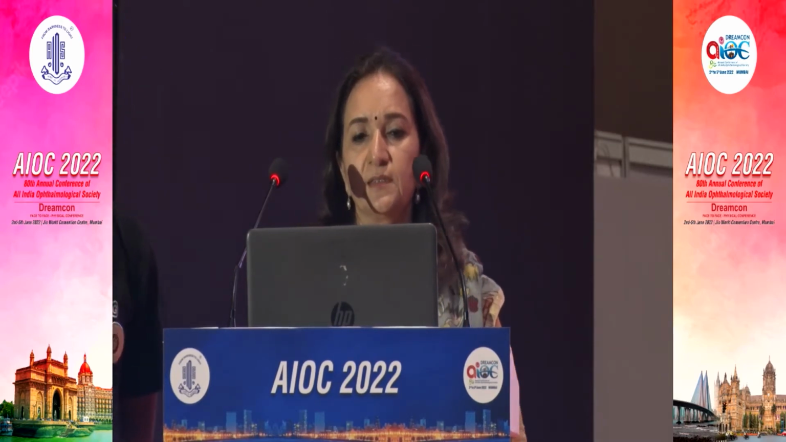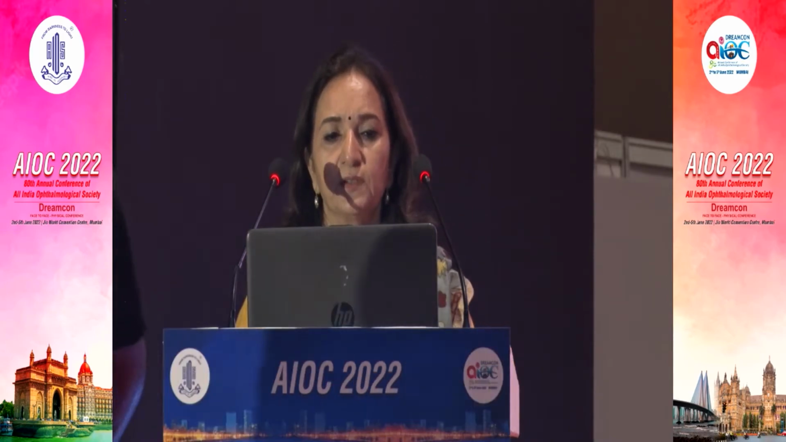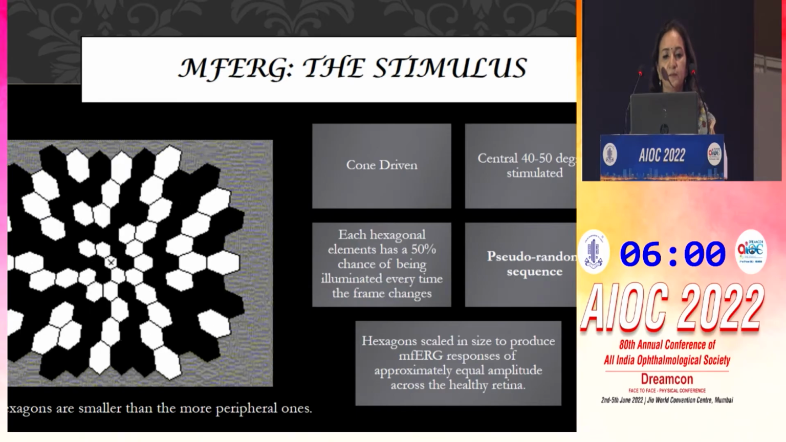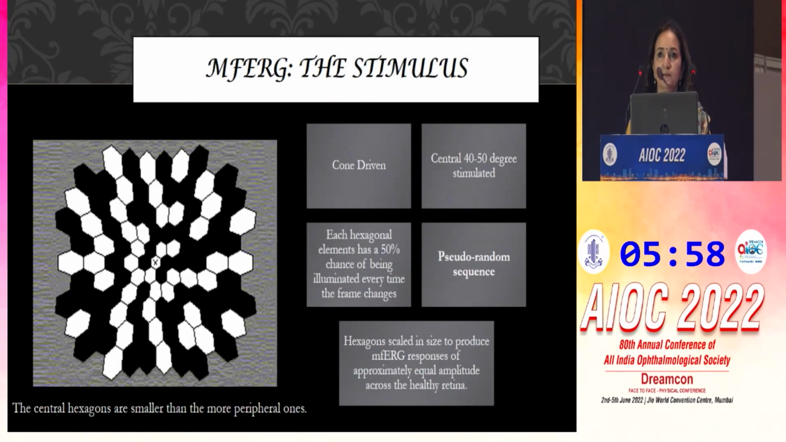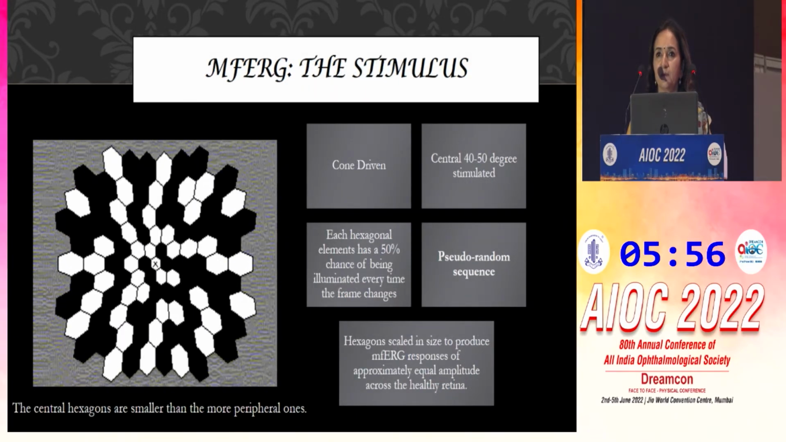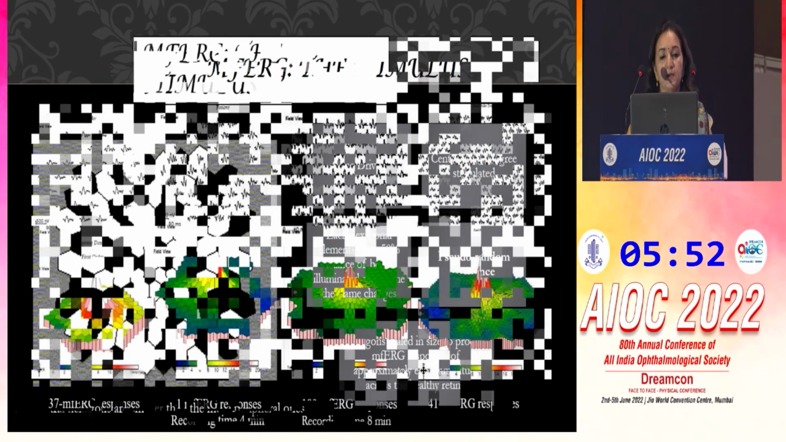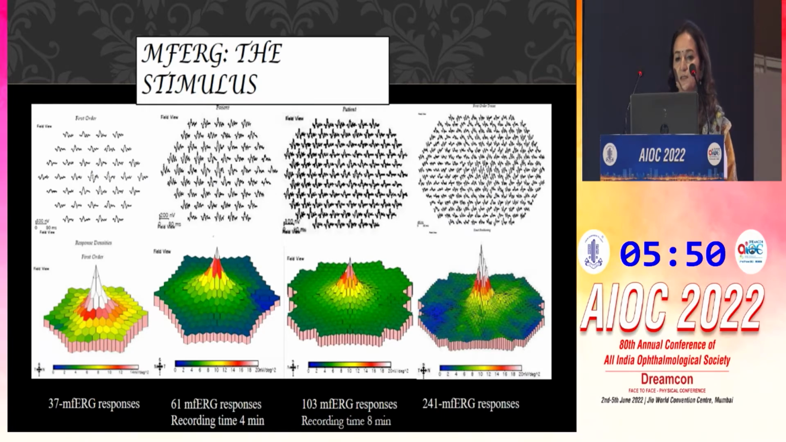Okay, so this is the stimulus, and the stimulus does a pseudo-random sequence, and it makes sure that only 50% are illuminated at one particular period of time, and there is no change in the contrast at any time. So multifocal ERG gives us interpretation in the form of trace arrays or in the form of topographical maps. It is best to interpret the trace arrays and not the topographical maps.